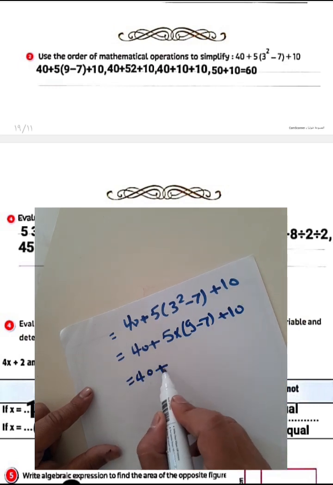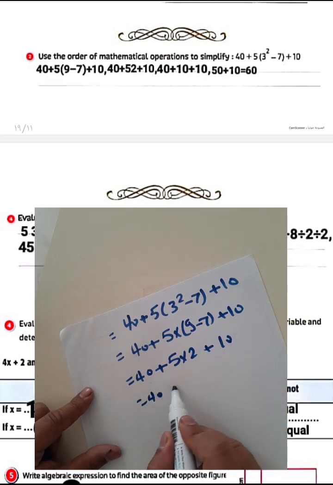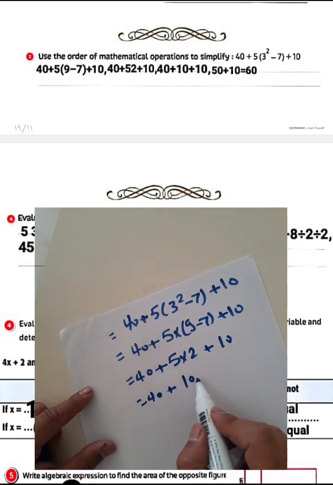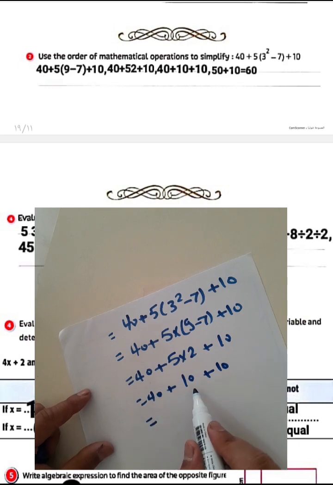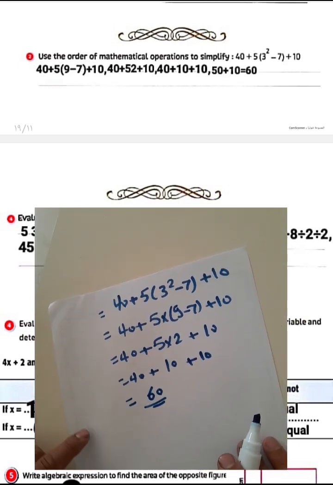write 40 plus 5 times 2 plus 10. We can write 40 plus 2 times 5 equal 10 plus 10. 40 plus 10 equal 50 plus 10 equals 60. The result here will be equal 60.